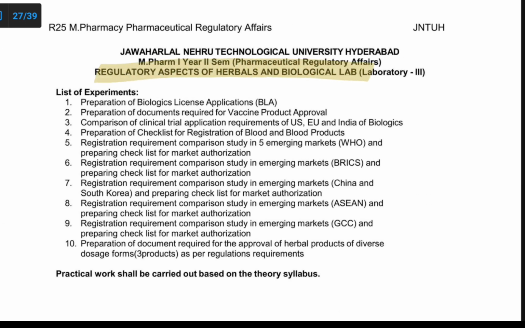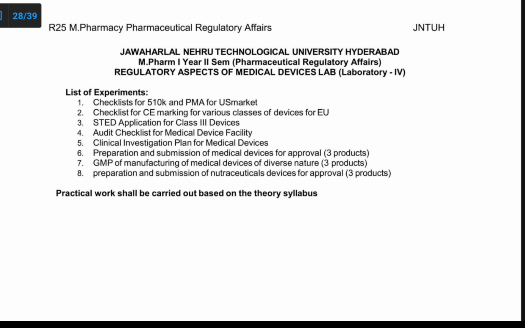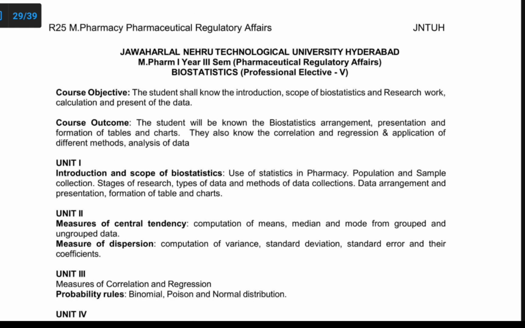And then we have the regulatory aspects of herbal and biological lab. These are the experiments. And then we have regulatory aspects of medical devices. These are the experiments. Next, we have the M-Pharmacy third semester.